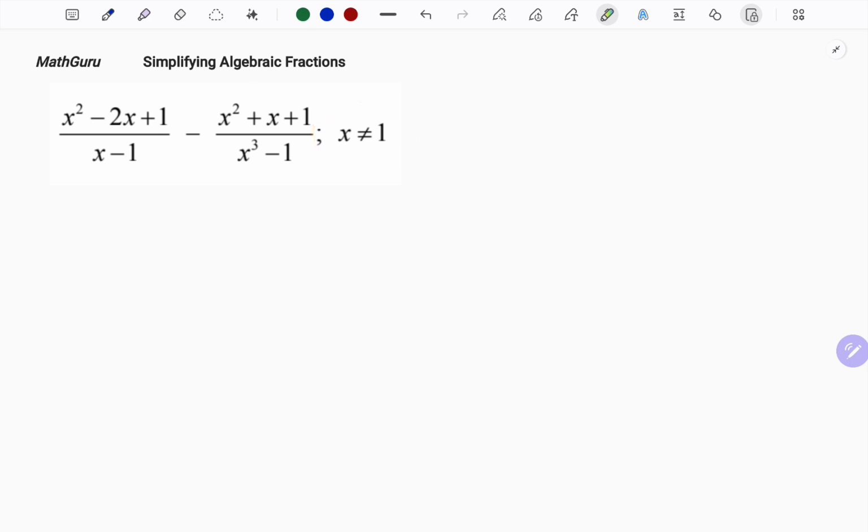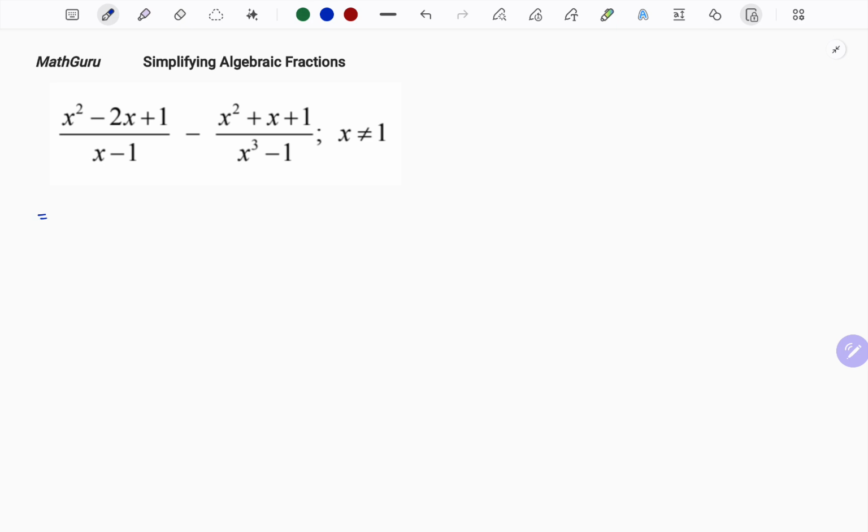When you have algebraic fractions separated by a plus or minus, the aim is to place the fractions under the same denominator. To do that, I'm going to start by simplifying each of the terms of the fractions by factorization. I'm starting with x squared minus 2x plus 1.